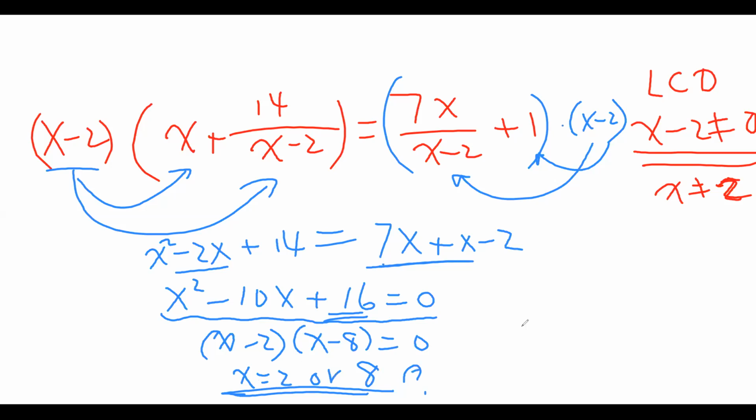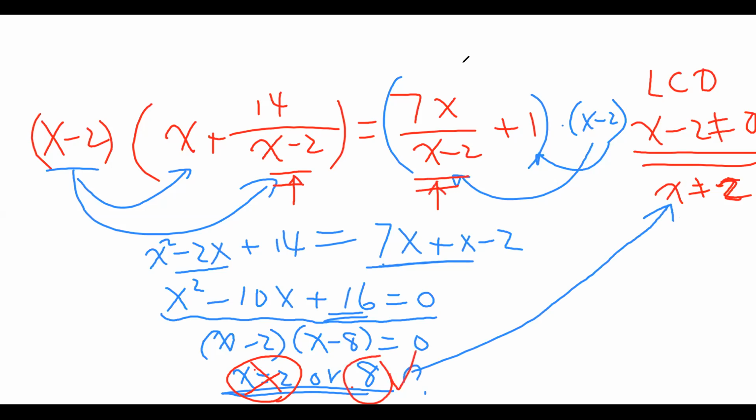Yes. You can see this one. x cannot equal 2, right? So this part, no. This part you need to take away, because if x equals 2, the denominator will be 0, right? So x cannot equal 2. Only 8 is the answer, right? Okay. Got it? Sure. Very good.